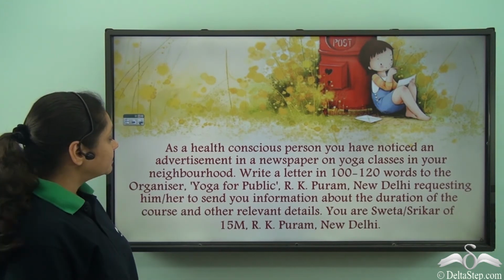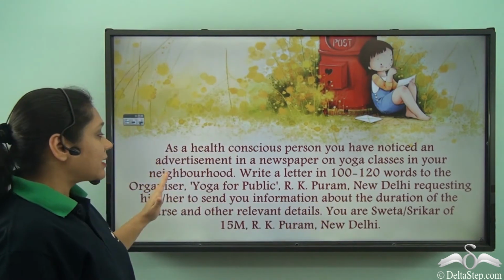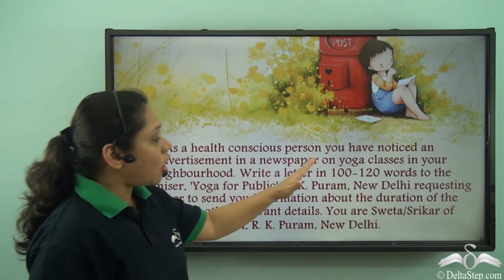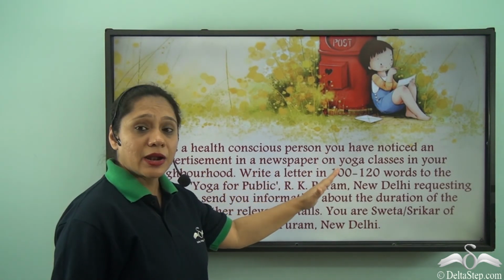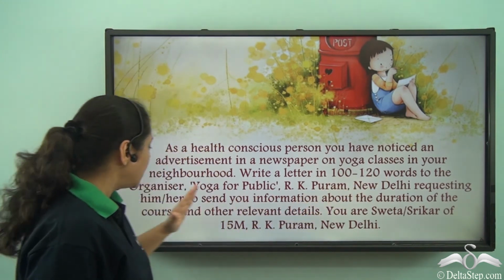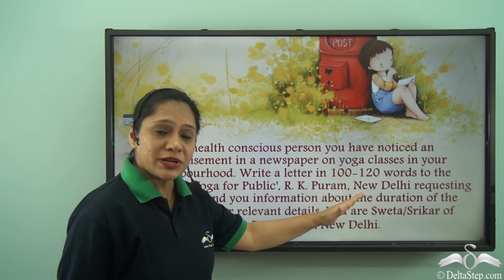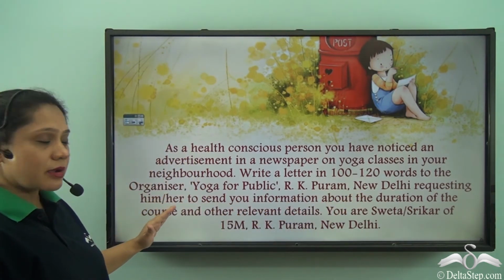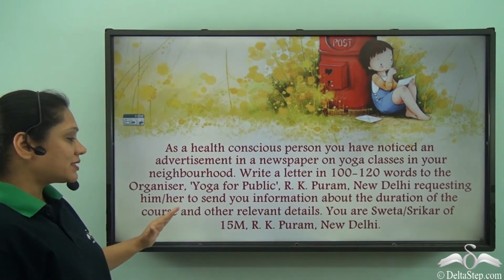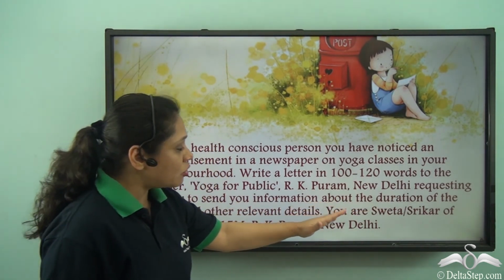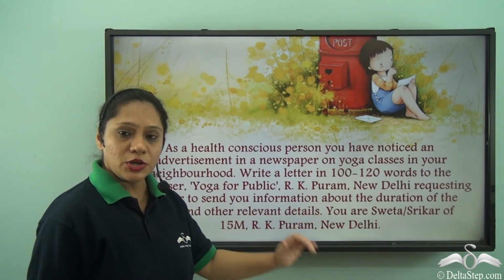Another example. As a health conscious person, you have noticed an advertisement in a newspaper on yoga classes in your neighborhood. Write a letter in 100 to 120 words to the organizer, Yoga for Public, RK Puram, New Delhi, requesting him or her to send you information about the duration of the course and other relevant details. You are Shweta or Shrikar of 15M, RK Puram, New Delhi.